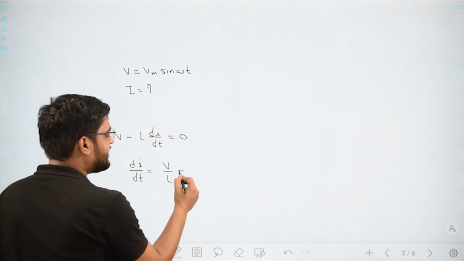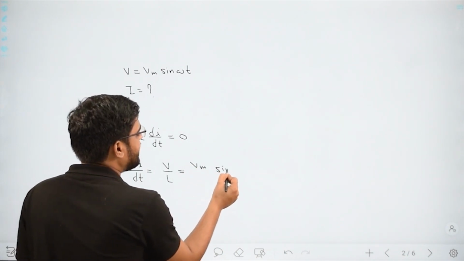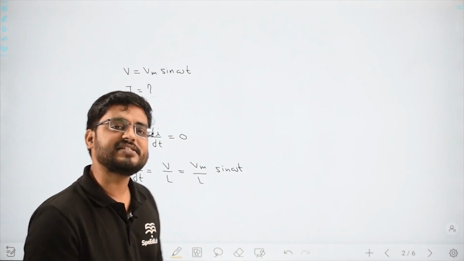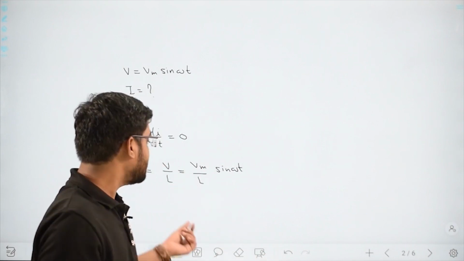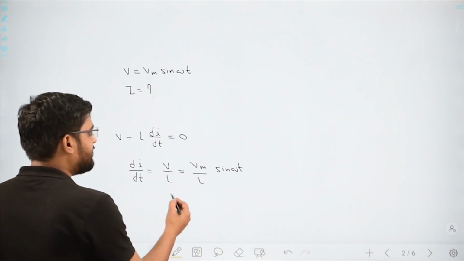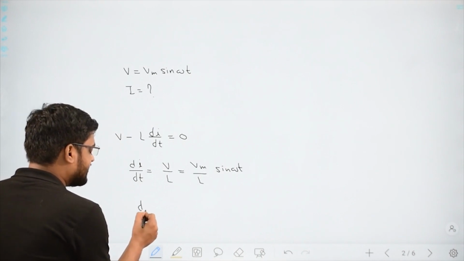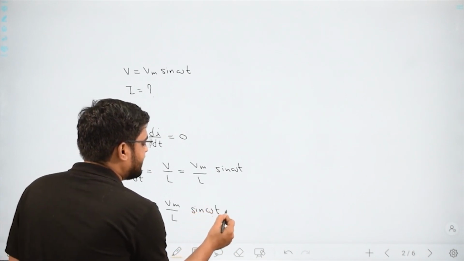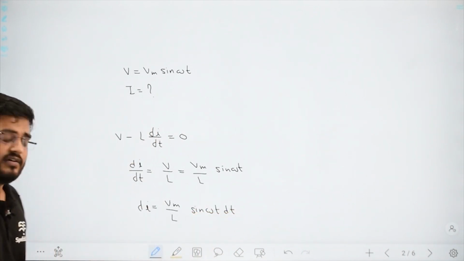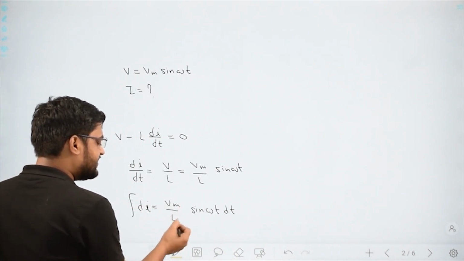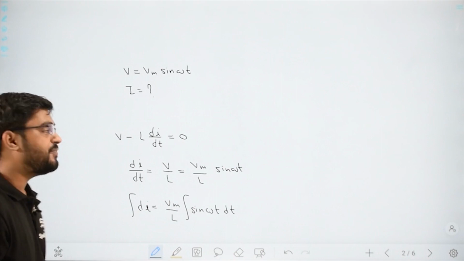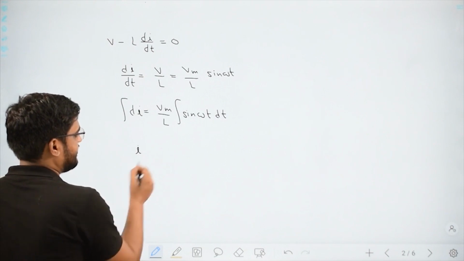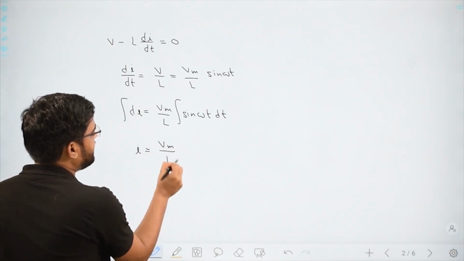What is V? V is Vm sin omega t, divided by L. This I am keeping aside because this entire thing is a constant. Vm is the peak value of the voltage, while L is the inductance of the inductor. Now I am making it di equal to Vm by L sin omega t dt. Now we wanted current, so integrate it. Here Vm by L is a constant, it will remain the same in the process of integration. What is the integration of di? That is current.